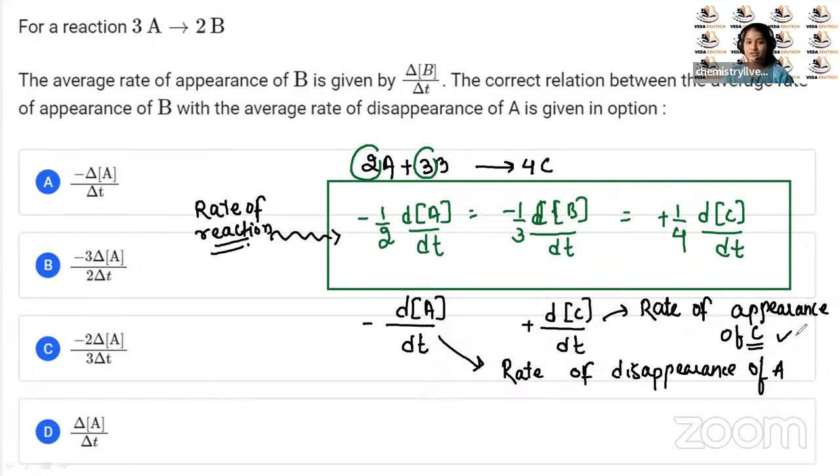Rate of appearance of C. I hope you all understood, children. When we are writing the coefficients in the denominator, that underscores your rate of reaction, whereas if we are writing it individually, that is going to give us the rate of disappearance or appearance. So this was the whole concept involved in this. Based on this concept, there is the question. Let us read out the question and see what it is trying to ask us.